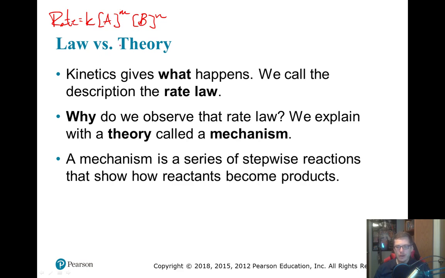All right, now the theory part of this, and this is what we're going to be focusing on today, is why we observe that law. So the law does a great job of predicting exactly what the rate's going to be. Now the theory is, well, how does that actually occur in nature?